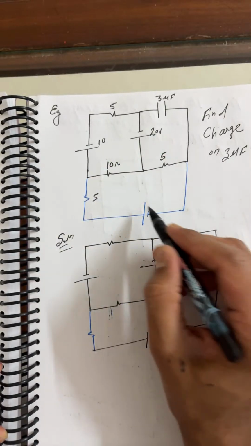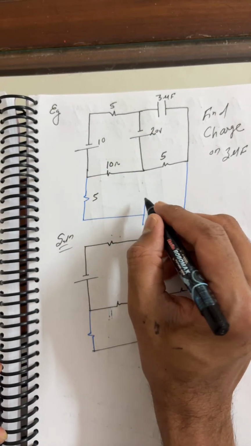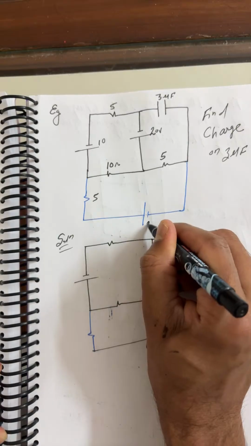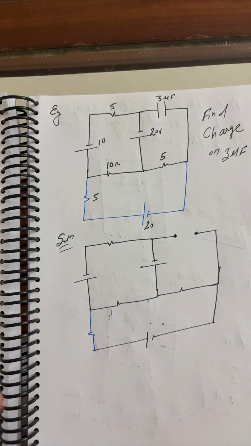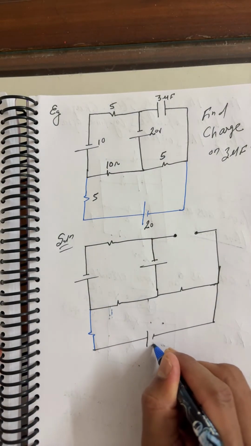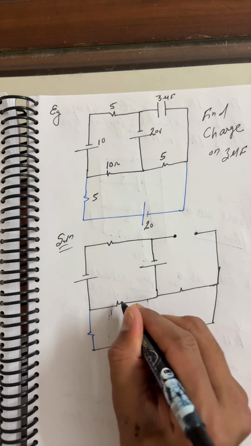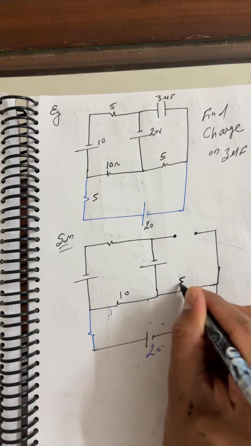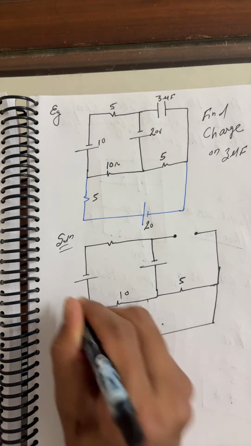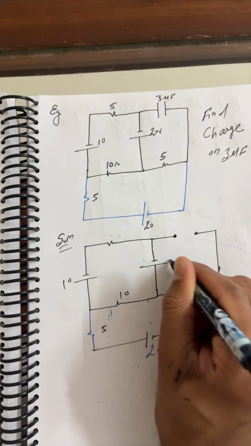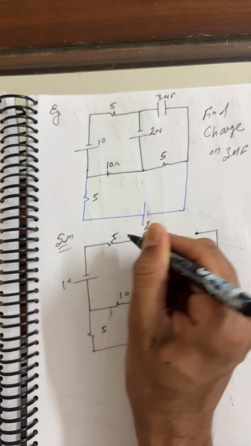This is 20, 10, 5, 5. You can take this one also as 20 here, and this one also 20. So this is 20. You can take this as 10, 5, 5. As usual I have taken 10. This is 20. This is 5.